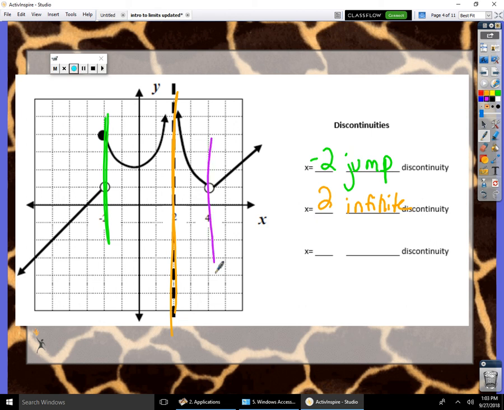What's the last one? 4. And what type is that? Removable. Now, I slip up sometimes and I use the elementary vocabulary, which is a hole. It's a hole in the graph. You should really use removable. So you can yell at me every time I slip up and say hole. You can say it's removable. Use proper vocabulary. Cool? We good? Just a quick review. Now we're going to put it together. We're going to put piecewise together, this vocabulary together. We're going to do limits.